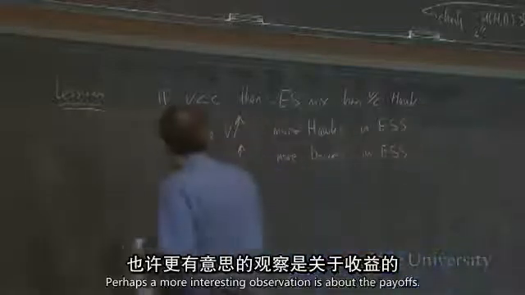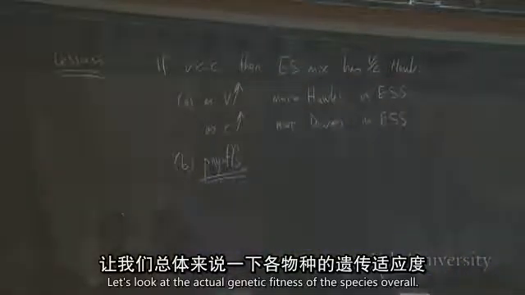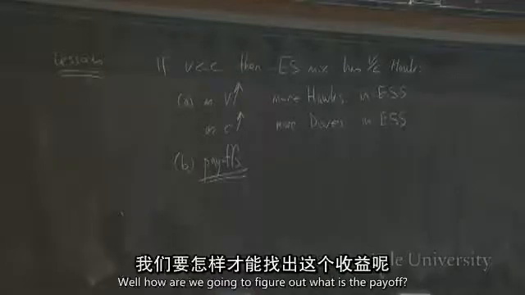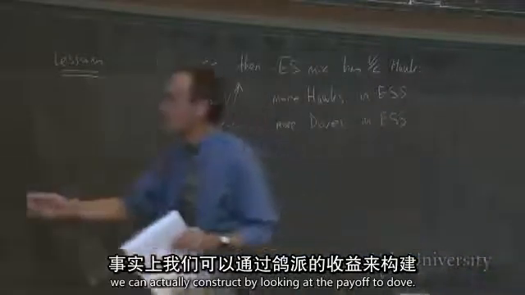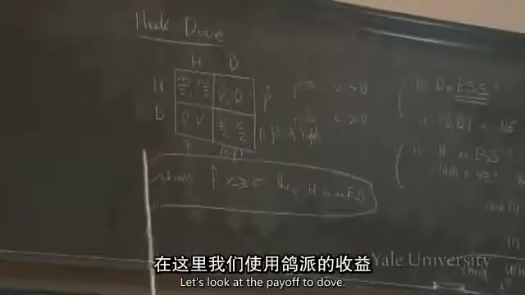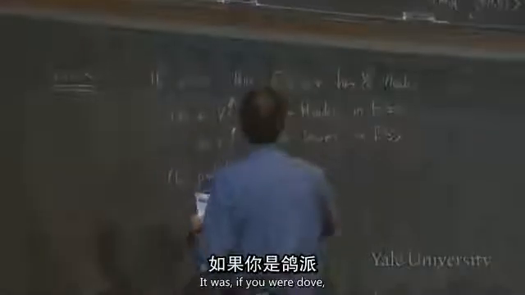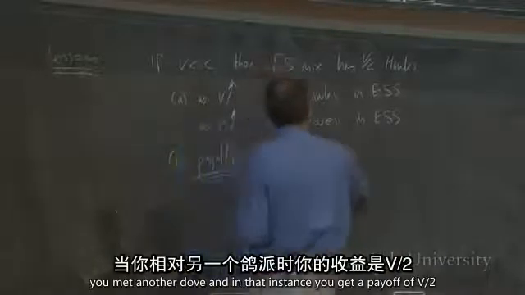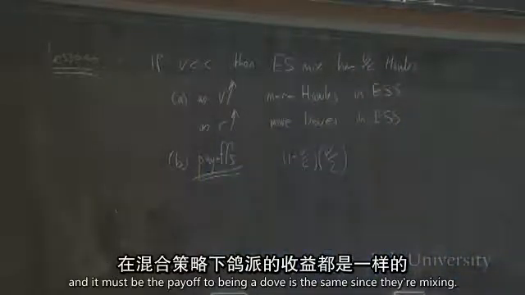All right? Perhaps a more interesting observation is about the payoffs. Let's look at the actual genetic fitness of this species overall. So in this mix, what is the payoff? Well, how are we going to figure out what is the payoff? We can construct it by looking at the payoff to dove. It doesn't really matter whether you look at the payoff to dove or the payoff to hawk. So let's look at the payoff to dove. If you were a dove, then 1 minus V on C of the time, you met another dove, and in that instance, you got a payoff of V on 2. And it must be that the payoff to being a dove is the same since they're mixing. All right, so this is the payoff.